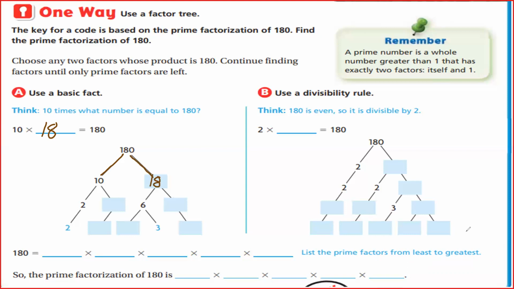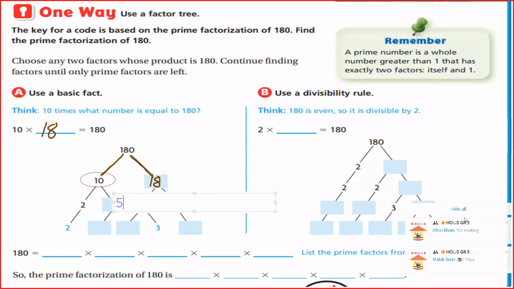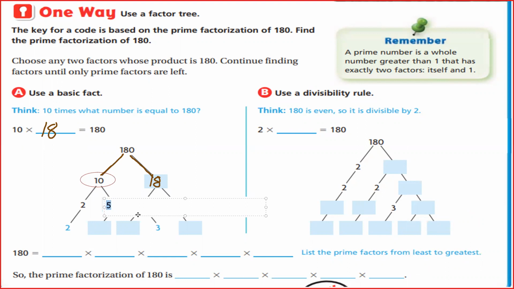Then let's go to number 10. Now in number 10 here, give me 2 numbers that when you multiply them, you get 10. What are they? 2 and 5. Bravo. Just 1 second. So here now we have 2 and 5.